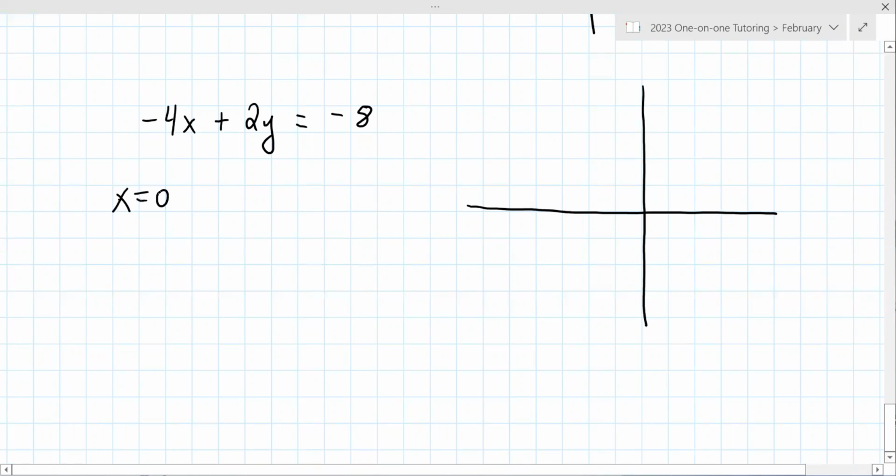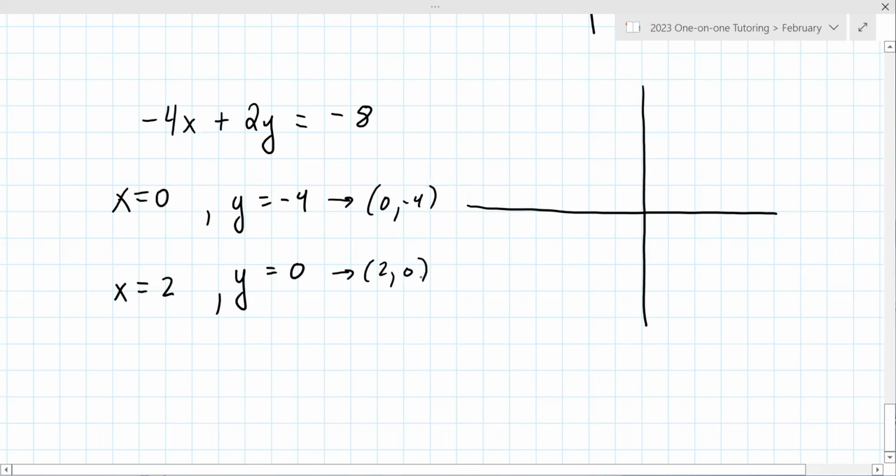I like to go x equals 0, and then since this has gone away, it's 2y equals -8. I say, oh, it's y equals -4. And then I go y equals 0, because I really want them to be in this XY ordered pair. So y is 0, 2 times 0 is 0, so it's just the minus 4x equals the minus 8. So x is 2. So those are your two ordered pairs, (0, -4) and (2, 0).